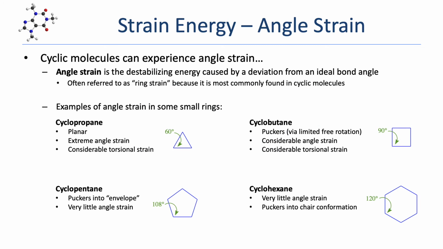So there's one more form of strain energy we're going to look at, and it's called angle strain. Angle strain is a destabilizing energy caused by a deviation from an ideal bond angle. And yeah, that's probably as clear as mud. So we're going to kind of demonstrate this with some examples, and it'll make a lot of sense. Angle strain is also often referred to as ring strain because cyclic molecules are really the most common way of encountering angle strain. So let's take a look at the simplest possible ring, right?